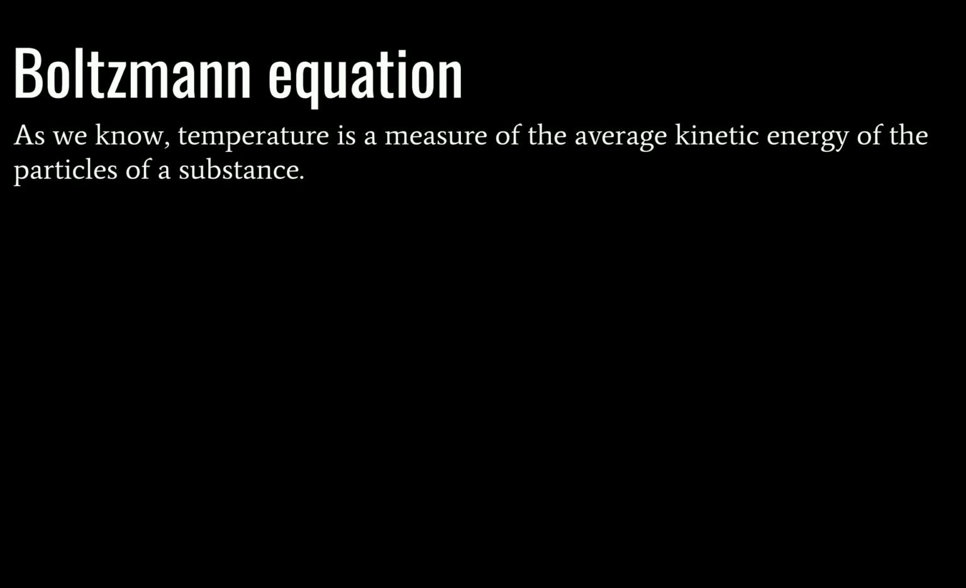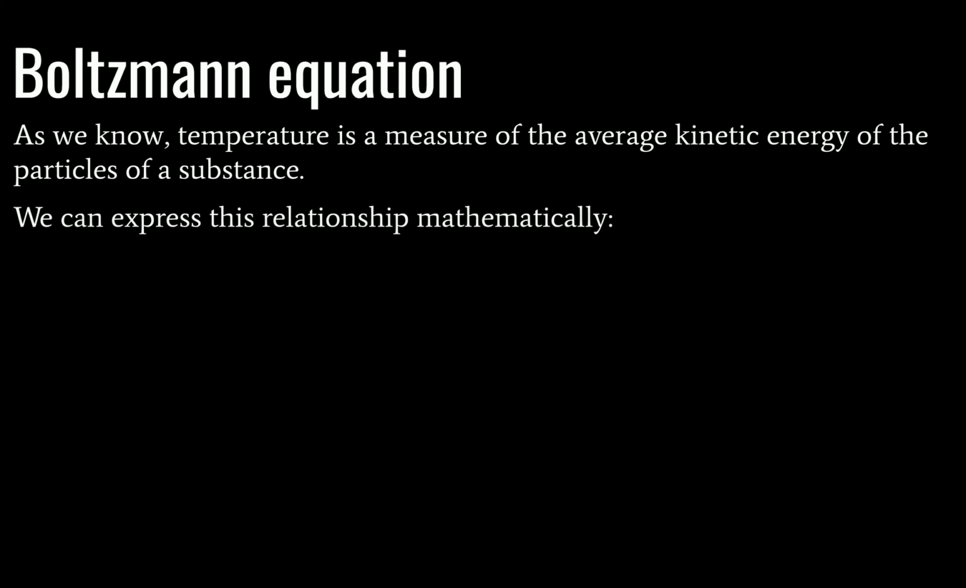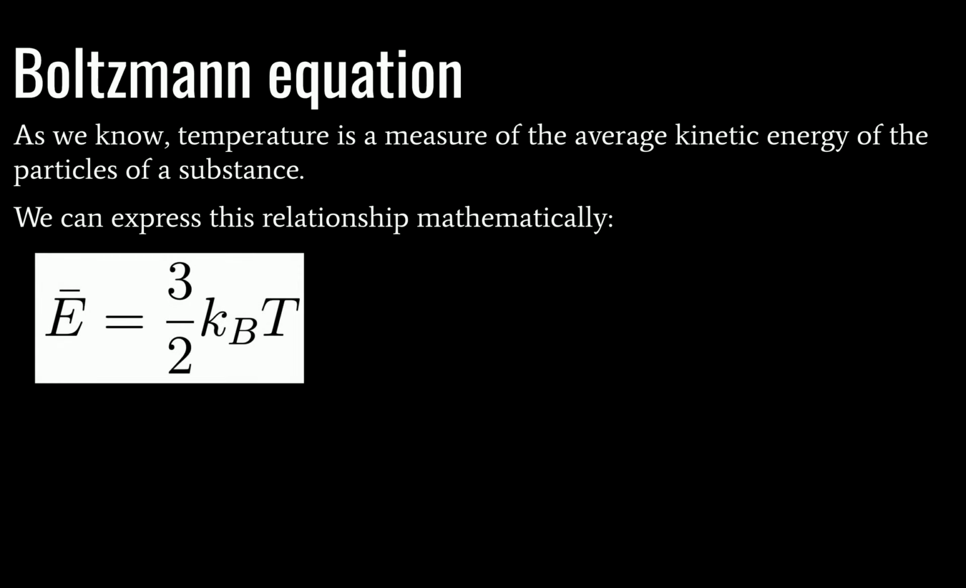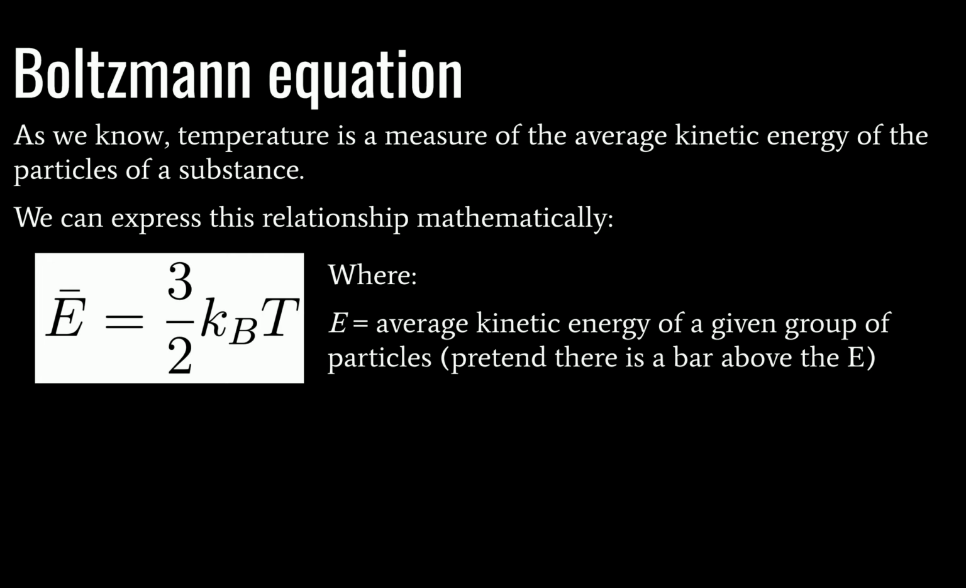Okay, next we're going to look at the Boltzmann equation. So we have discussed this in previous lessons. Temperature is a measure of the average kinetic energy of the particles of a substance. And in the case of gases, this relationship can be expressed mathematically. And there it is. Our E bar is the average kinetic energy of a given group of particles. And here you should pretend that there's a bar right here. Google Slides does not, for some reason, have an equation editor even to this day, and it is very annoying. Google, get on it.